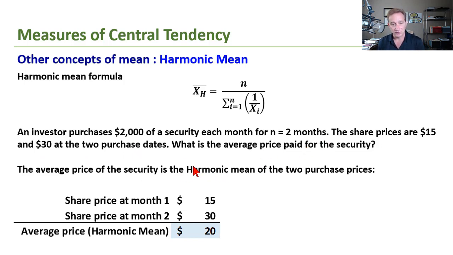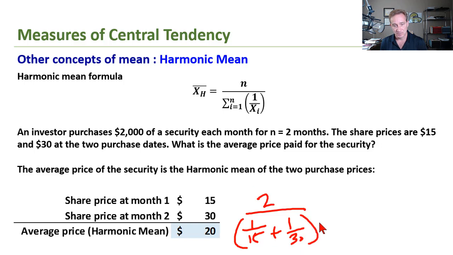So price changes, you invest the same amount. What's the average price paid for the security? Well, when you spent $2,000 at $15 per share, and then $2,000 at $30 per share, your average price paid is the harmonic mean of $20 per share. That's 2 divided by the sum of the reciprocals, 1/15 plus 1/30, and that should equal $20. And now you've spent $4,000 in total, $2,000 the first month, $2,000 the second month.